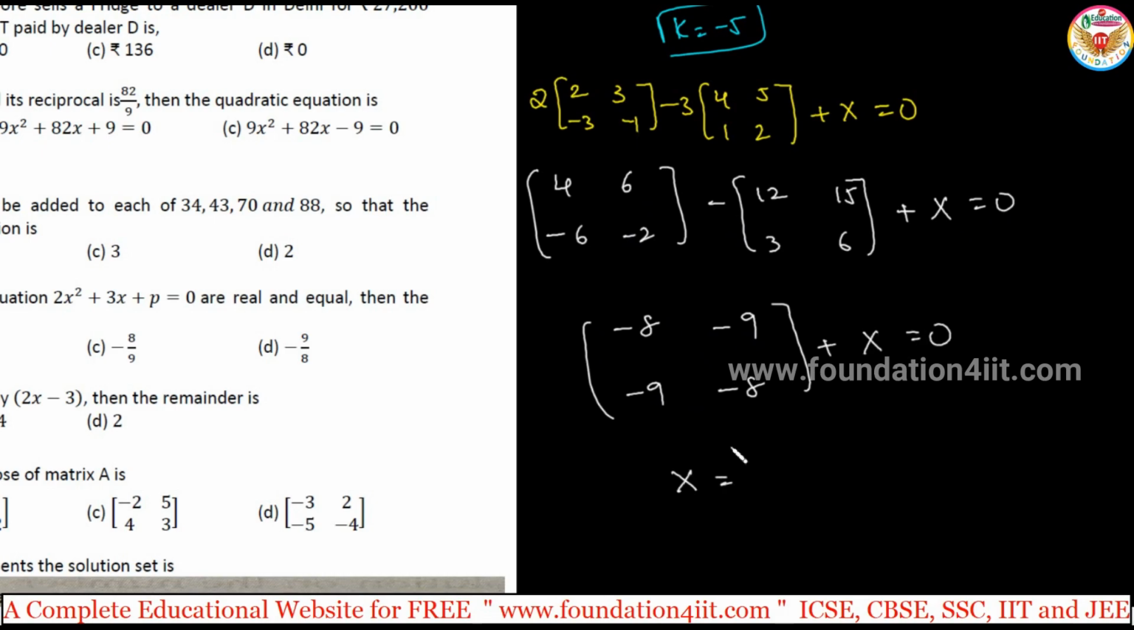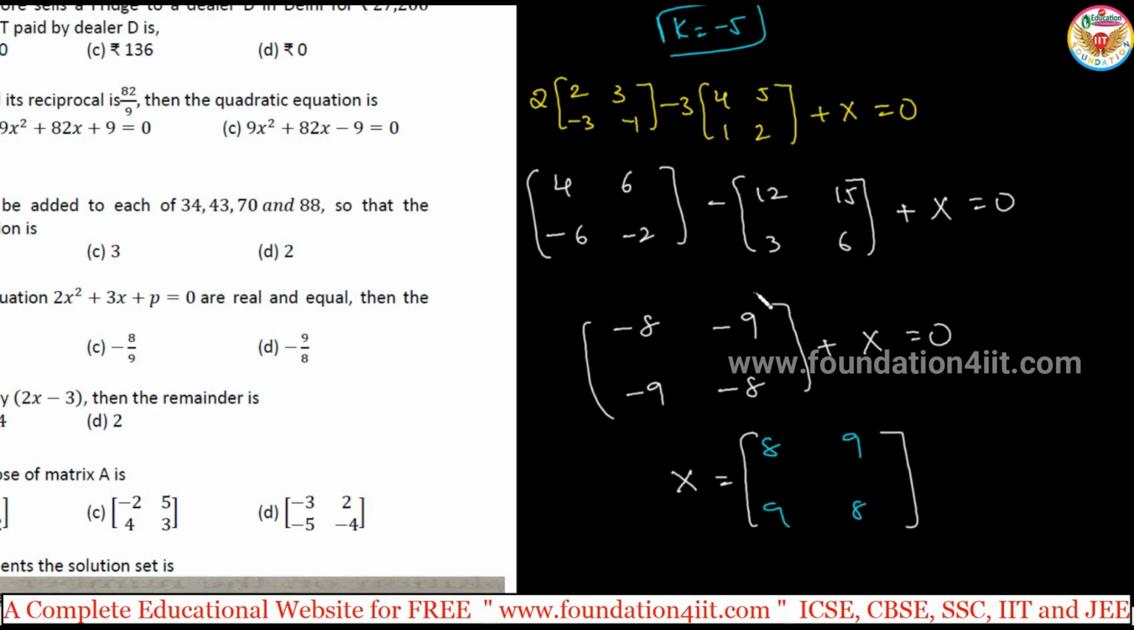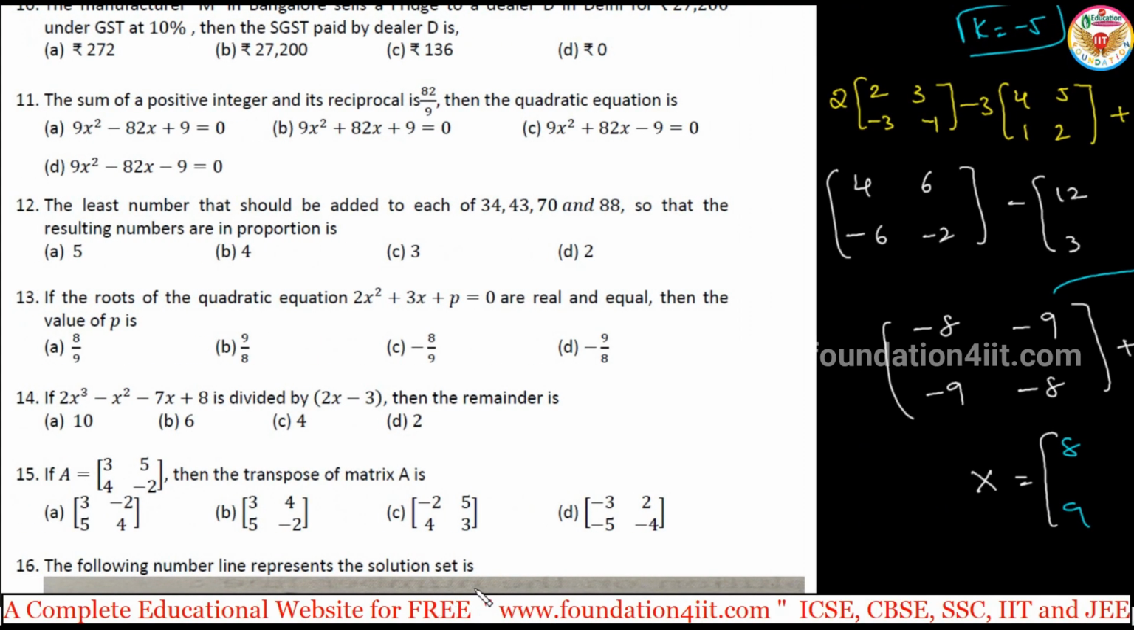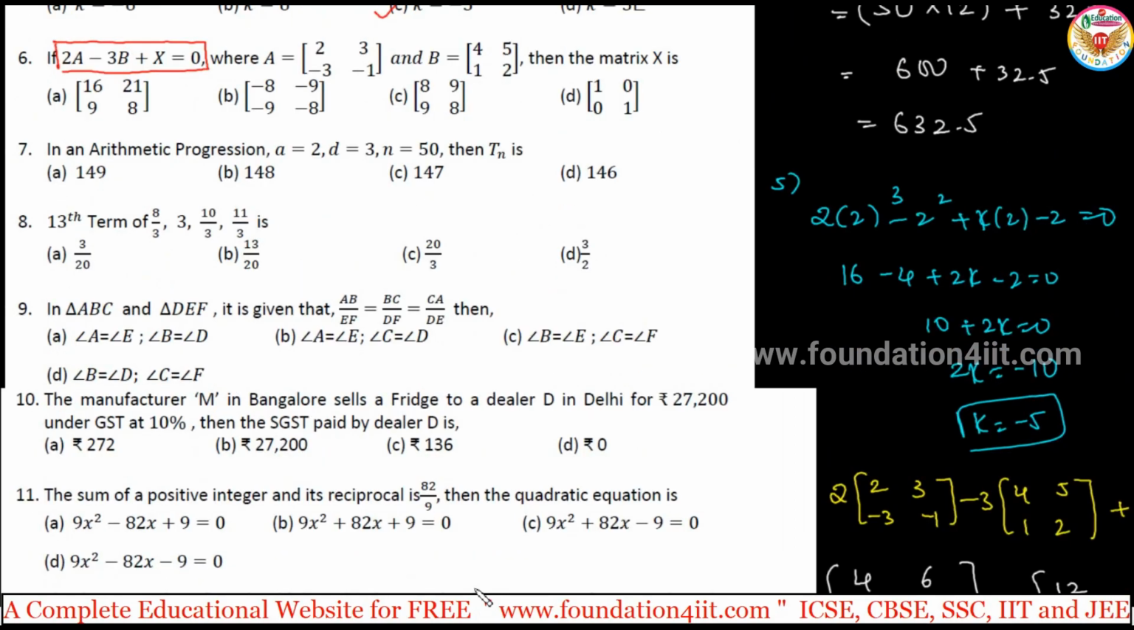Then matrix X is equal to, if you take the other side, change the sign. All the terms must change the sign. So that becomes 8 9 9 8. Just normal, if you negate the entire matrix, it's a negative. So negative of this, minus of minus 8 is plus 8. 8 9 9 8. The value of matrix X is option C.